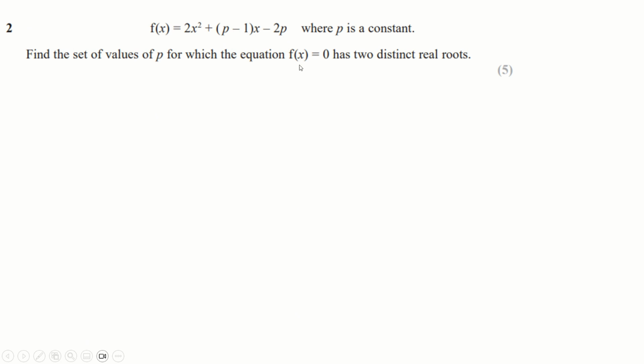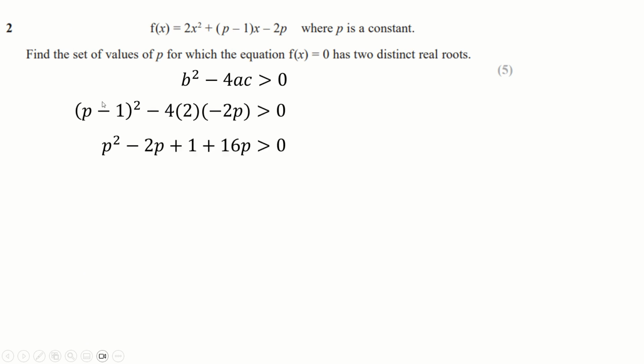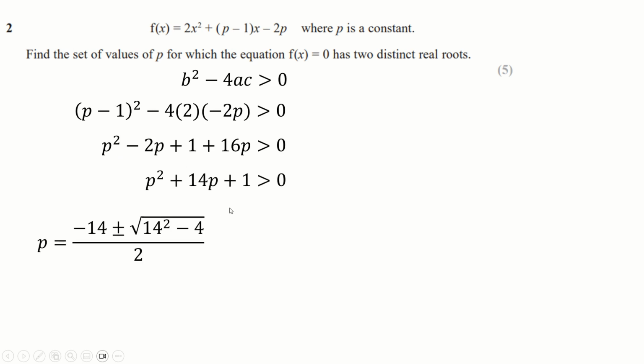Number 2 then is just a discriminant check. B squared minus 4ac is greater than 0 for two distinct real roots. B is p minus 1, a is 2, and c is minus 2p, which gets you this. You expand all this out properly to get this section, and then this just gives you this. You combine these together. This doesn't factorize, so let's just get out the quadratic formula really quickly. Eventually we end up with all this. A calculator gets you this pretty quickly.